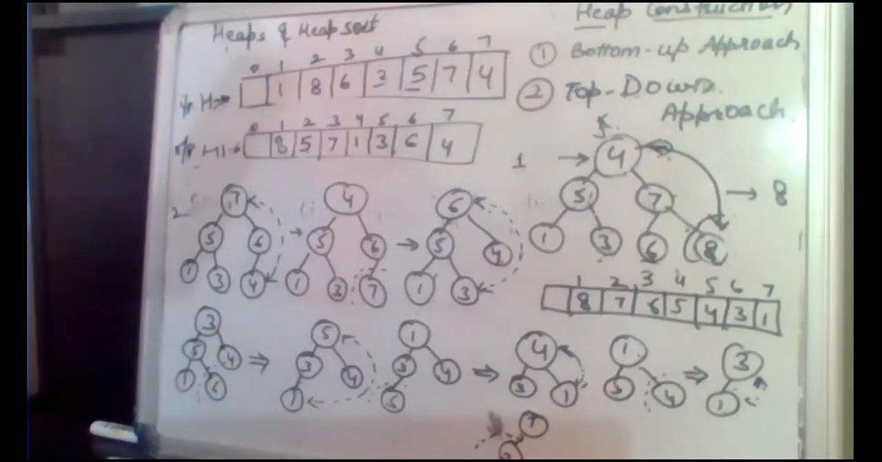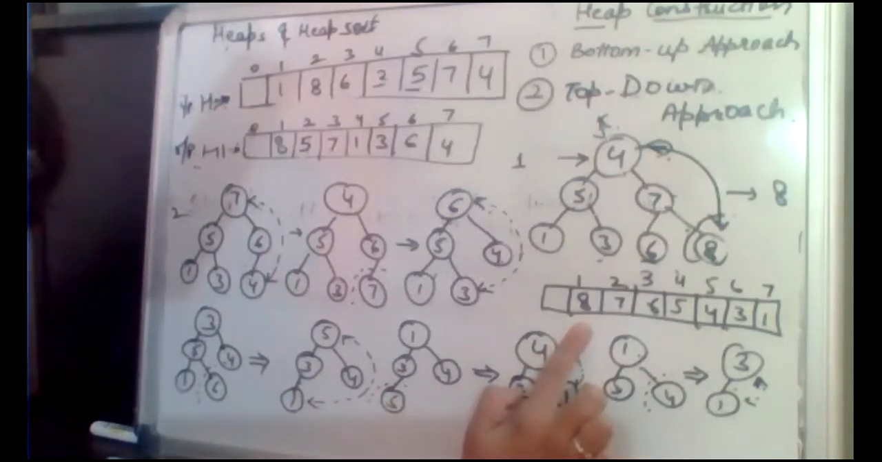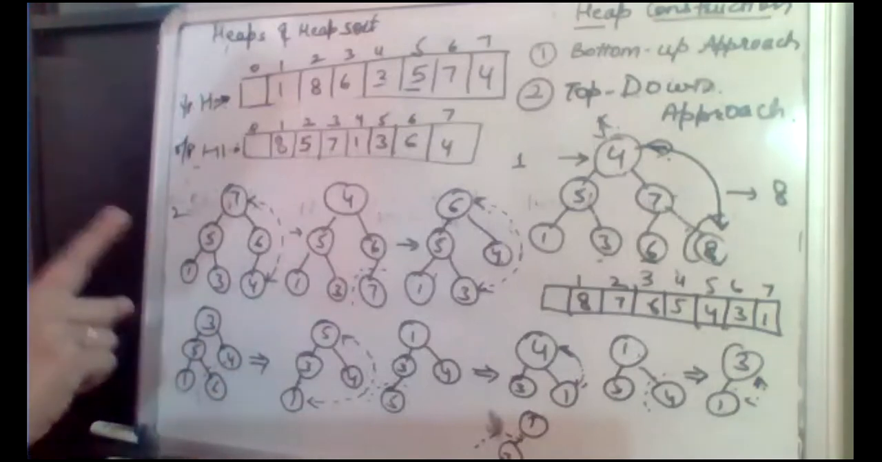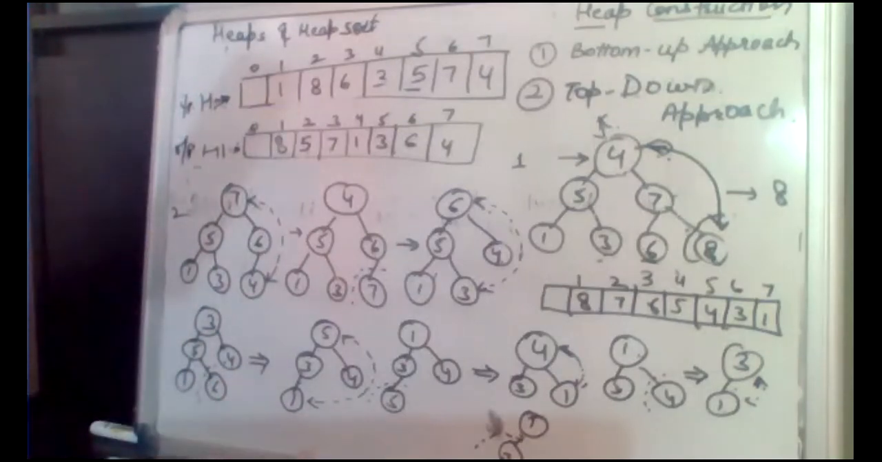If you have the maximum element at the root of the heap, you will get the elements in decreasing order. If your heap is made such that the root element is the smallest element, in that case you will get an increasing order. Yes. So any doubts for this?